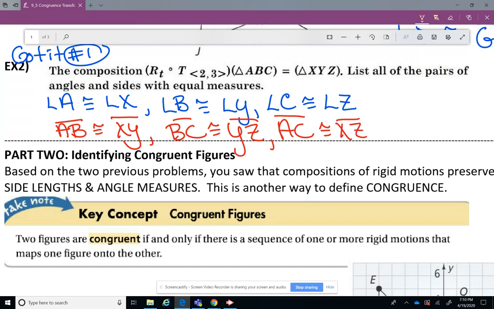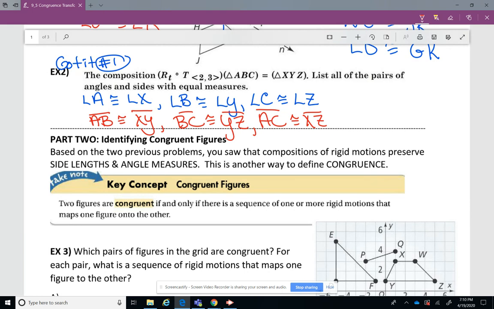List all the pairs of angles and sides with equal measures. All right, concept 2. This is on page 579.